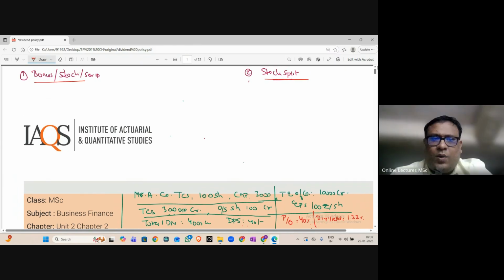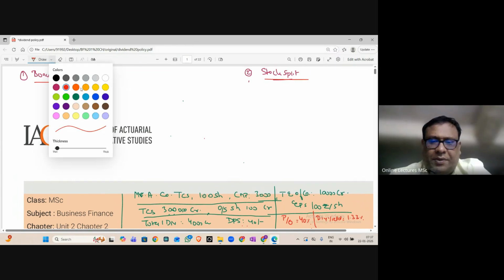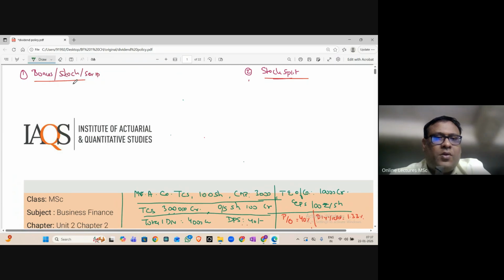Now let's take, how many did we take? 100 crore, na? Okay. So let's go for a 2-for-1 bonus. One more item: face value of each share is, let's say, 10 rupees.